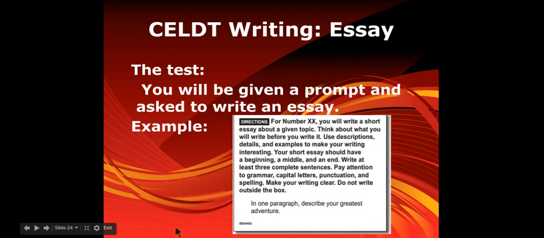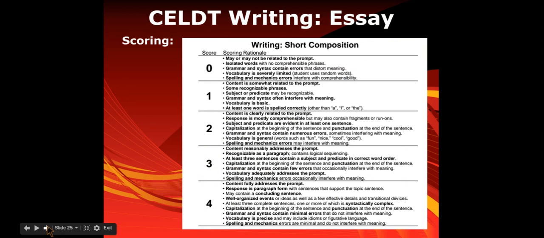So you can see this is pretty easy. They don't expect you to write a ton. I would, however, write at least 2 to 3 paragraphs. Okay, the highest score you can get in this area is a 4. So you want to make sure that it fully addresses the prompt.